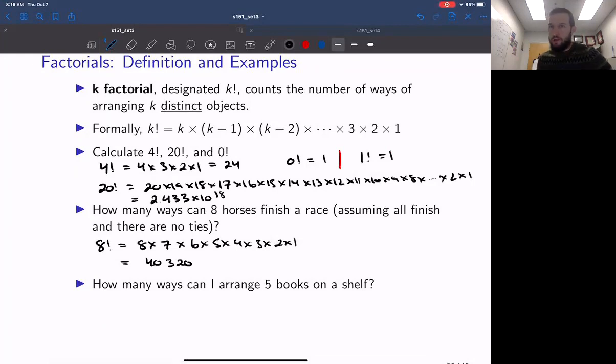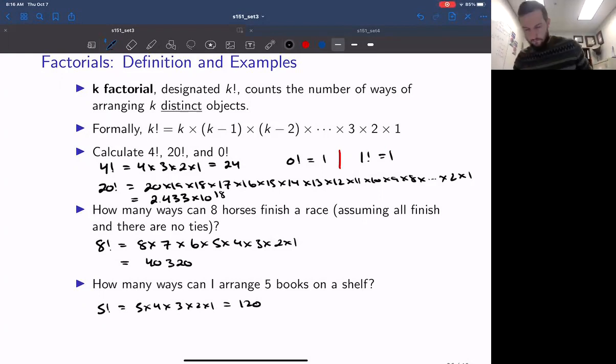Same thing with books on a shelf. How many ways can I arrange 5 different books on a shelf in my room or in my office or whatever? That would also be a factorial. 5 times 4 times 3 times 2 times 1, which I believe is 60. 20, no, 120. 5 times 4 is 20, times 3 is 60, times 2 is 120. Okay. Any questions?